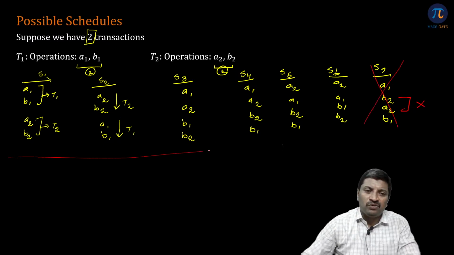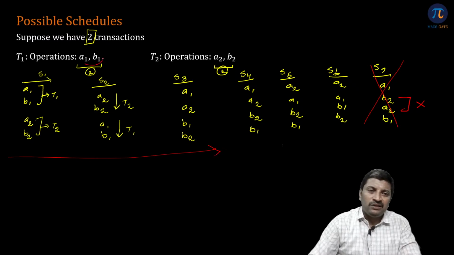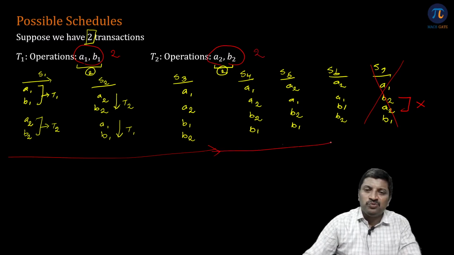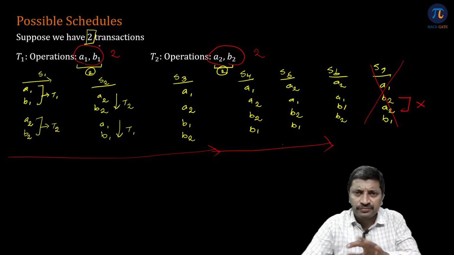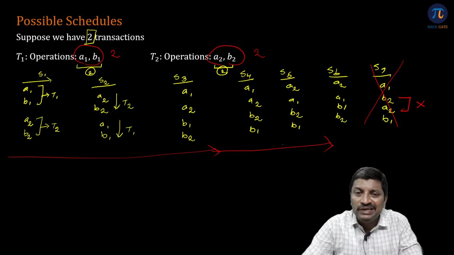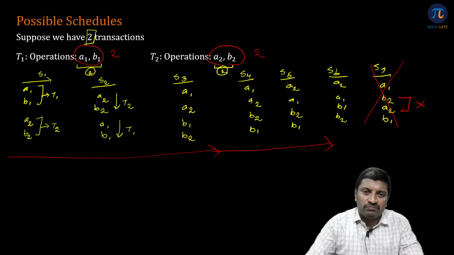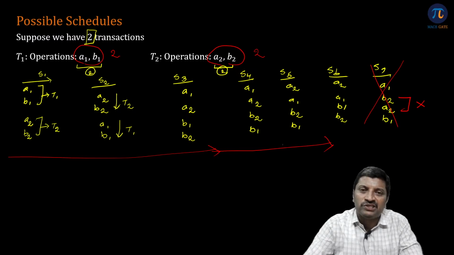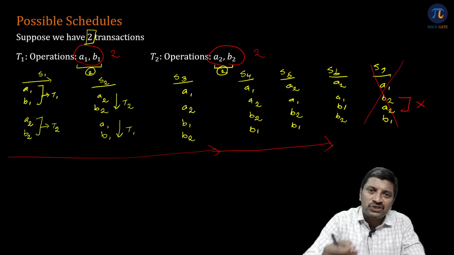So whenever I have 2 transactions, and the number of operations in the first one is 2 and the number of operations in the second one is 2, these are the possible schedules of 2 transactions. Hope you understood it. Now the question is, is there a way to count? Since I have only 2 operations and 2 transactions, I can list out all the possible schedules one by one.